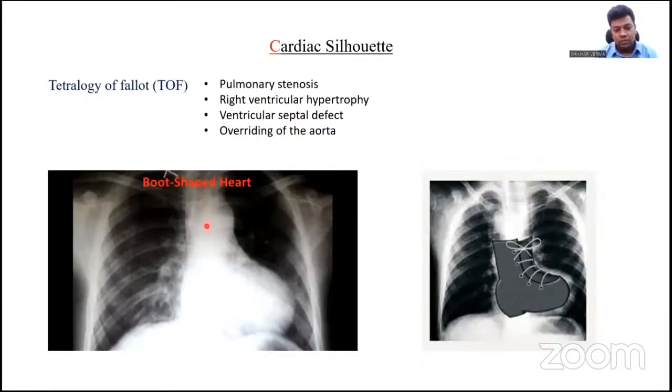So when the X-ray was done of this patient, the heart looked like a boot-shaped heart, like this one. So this is the boot shape, which is a characteristic finding in a patient with tetralogy of Fallot. This is a very important exam-related question which can be asked in a patient with cyanotic heart disease with TOF.